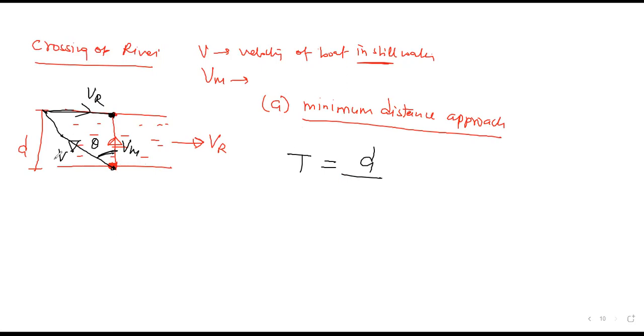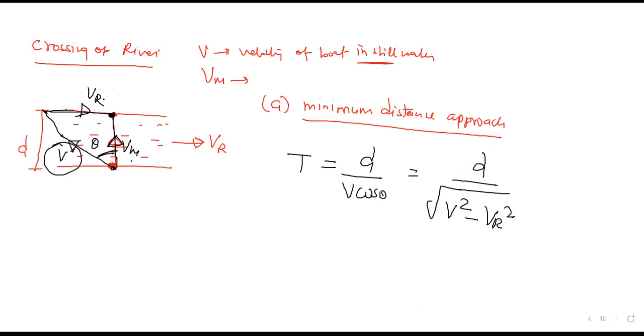Then what's the velocity? The velocity of the man in this direction becomes V cos theta. If you know the angle, you can write V cos theta. You can also write it in terms of the velocity of the river and the velocity of the man. In this triangle, V is nothing but this plus this, and they are in opposite directions. So the answer is root of V man squared minus V river squared, where V man is the velocity of the man in still water. That will be your answer.